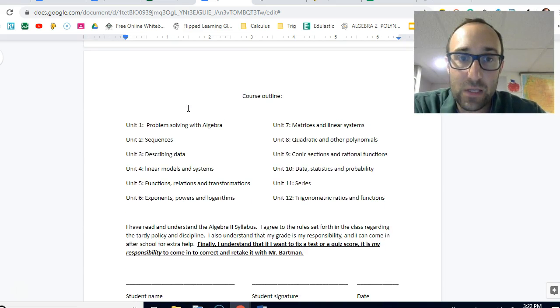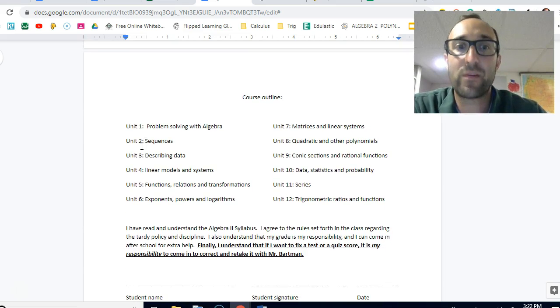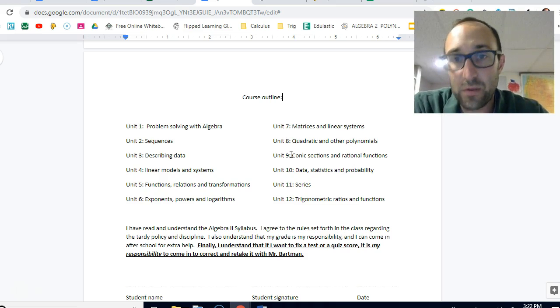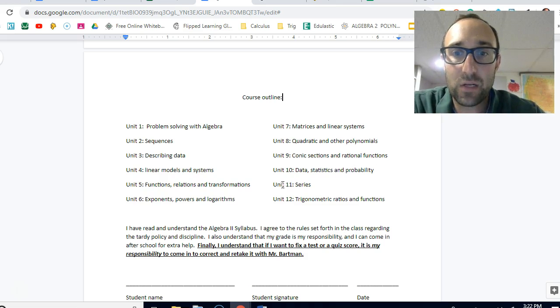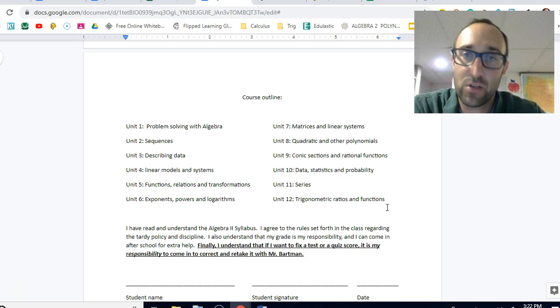We will be covering in this class problem solving with algebra, then moving on to sequences. Unit 3 is describing data, linear models and systems. Unit 5, functions, relationships, and transformations. Unit 6 is exponents, powers, and logarithms. Unit 7 is matrices and linear systems. Unit 8, quadratics and other polynomials. Unit 9 is conic sections and rational functions. Unit 10, data, statistics, and probability. Unit 11 is series, and Unit 12 is trig ratios and functions.